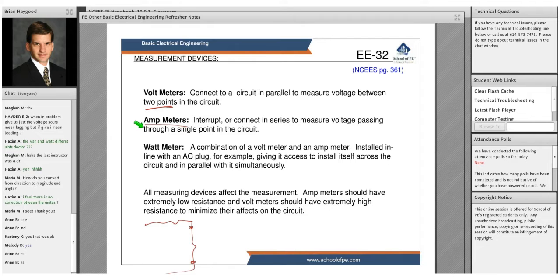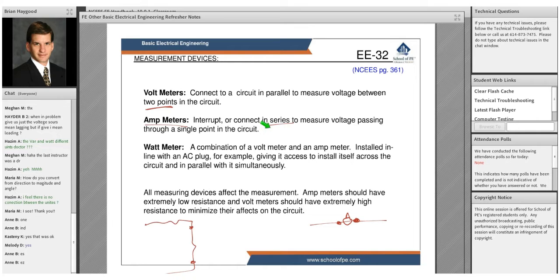An ammeter has to look at flow through the circuit, so it's not looking at a difference between two different spots. It's sort of inserting a flow meter. So what we do to insert a flow meter is we interrupt the circuit and we connect one end of our flow meter here and one end of our flow meter there. And so we hook an ammeter in line, in series, to measure the current passing through.